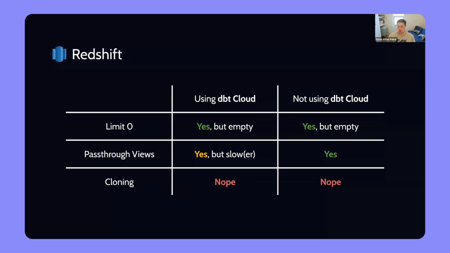Redshift was similar, except it has no concept of cloning. So all you could do on Redshift was create pass-through views. I don't have a slide about Databricks because I'm just not sufficiently familiar with it personally. But as I understand it, the limitations would be very, very similar.